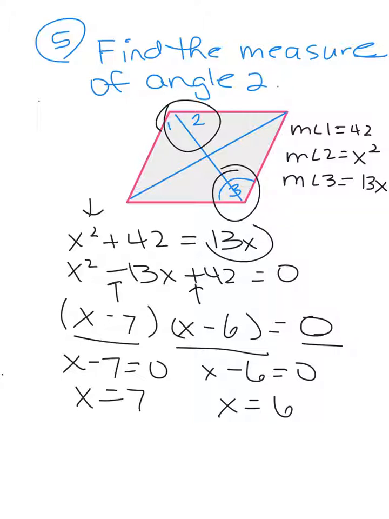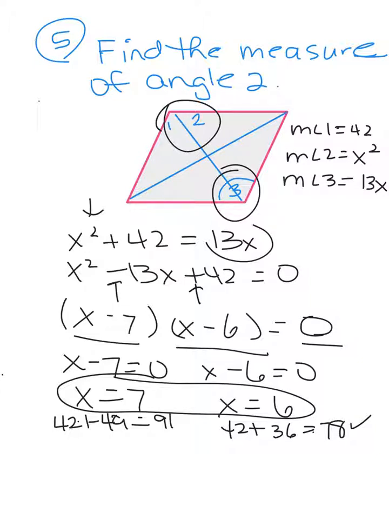So I have to see if both answers will work. So first we have x is equal to 7, so let's see if that works. So I have 42, that's measure angle 1, plus 7 squared, which is 49, is equal to 13 times 7, which gives you 91. And that's a true statement, so I know that x is equal to 7 is an answer that will work. Let's try x is equal to 6. We'll do the same thing. We have 42 plus 6 squared, which is 36, is equal to 13 times 6, which is 78, which is also a true statement.